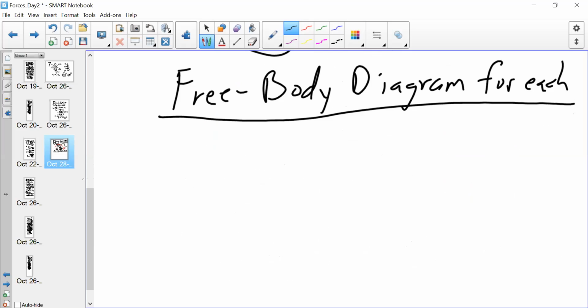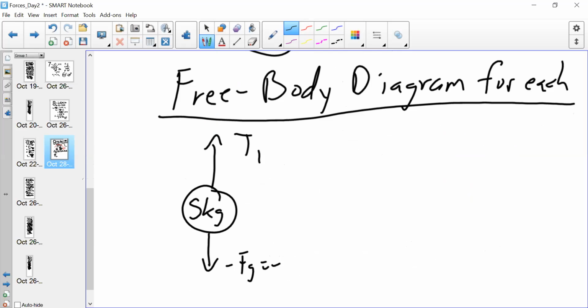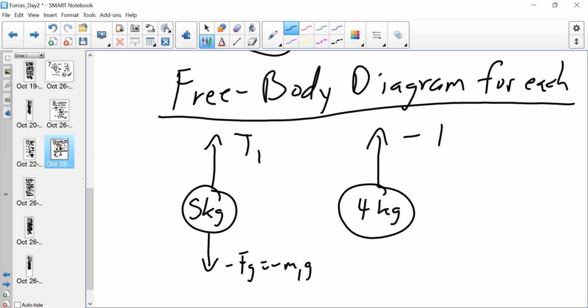So let's say we have the 5 kilogram mass here. And this is going to be T1 coming up to the pulley. And this is going to be negative FG, which is equal to negative M1G. And then for the 4 kilogram mass, you have negative T1. And why is that?